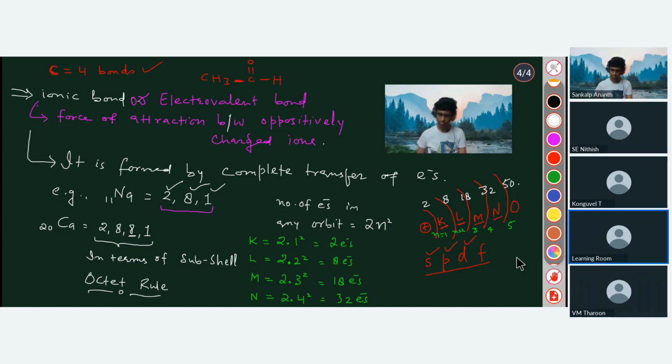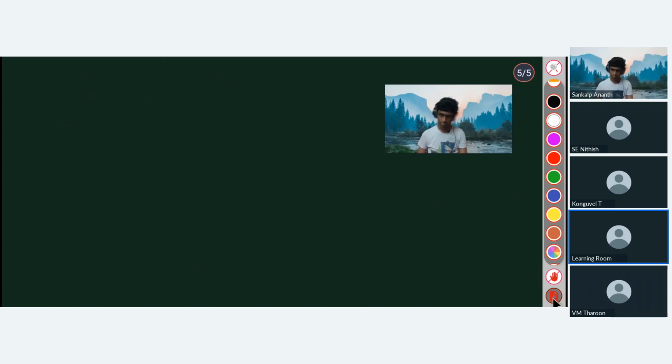Okay, so let us see now what is actually the octet rule, why there is complete transfer of electrons, how this ionic bond is actually formed. So let's write what is actually the octet rule. The octet rule states that atoms combine in order to complete their octet.